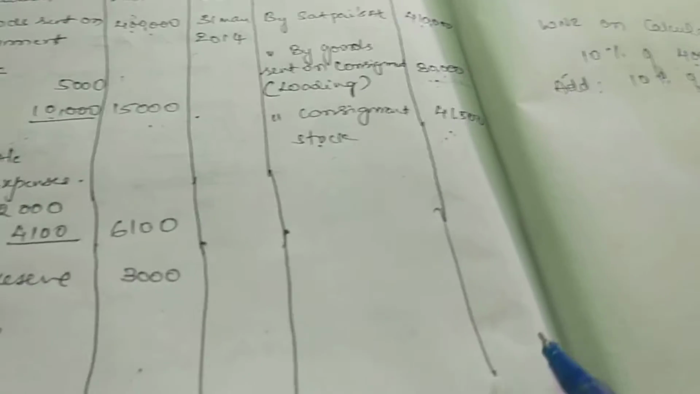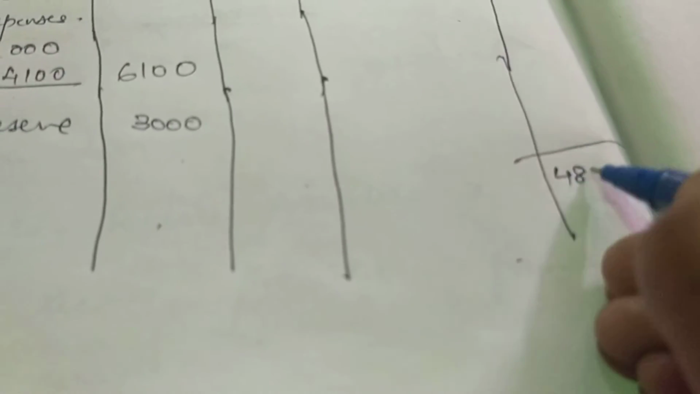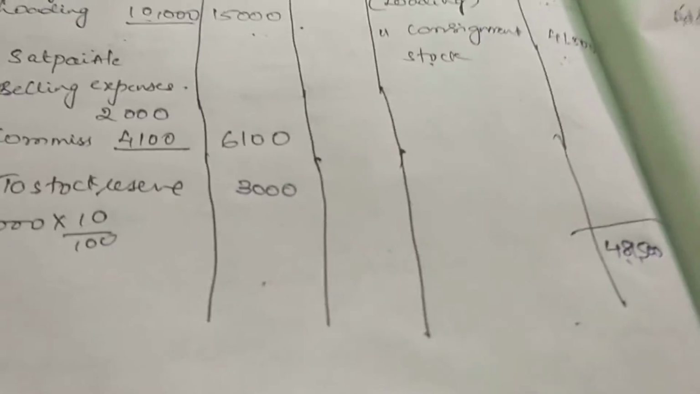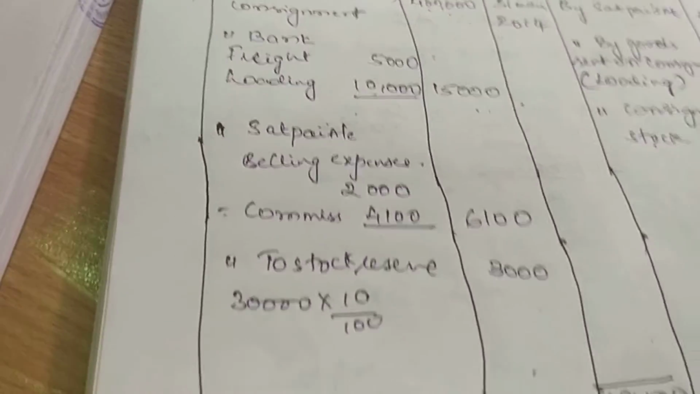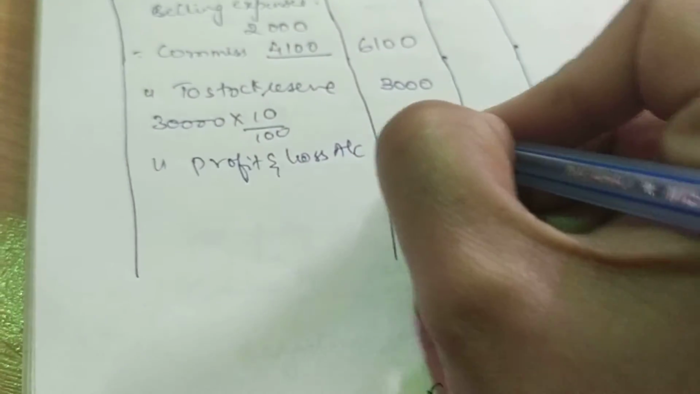Okay, now if you total your credit side, the total of the credit side will come to 4,81,500, and the balancing figure will go to your profit and loss account. Here it is a profit. That's why it is the profit and loss account. The balancing figure is 57,400.